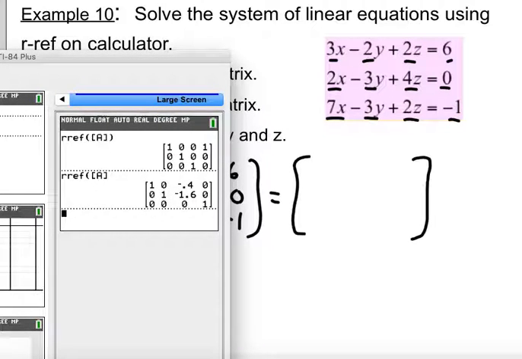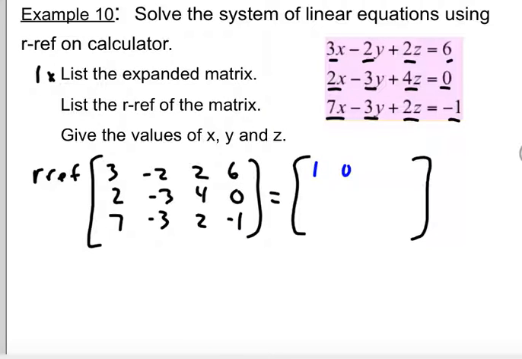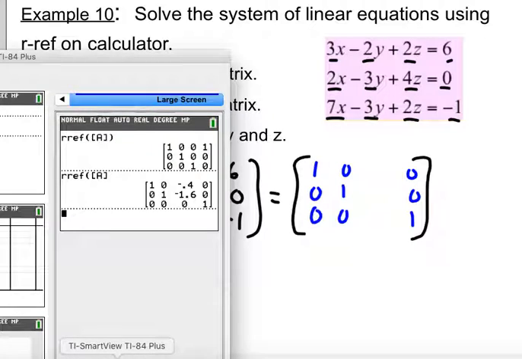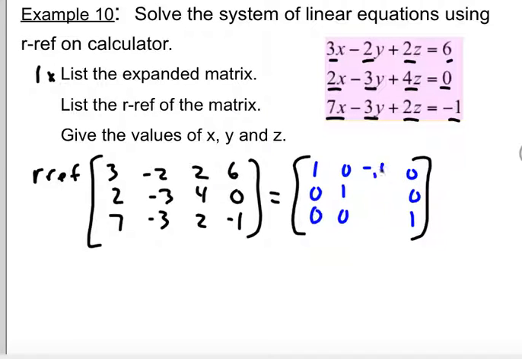So 1, 0, 0, 0, 1, 0, 0, 0, 1. And then our solution there, they happen to put it in the third column this time. Our solution there, negative 0.4, negative 1.6, and 0. So this is my solution this time.